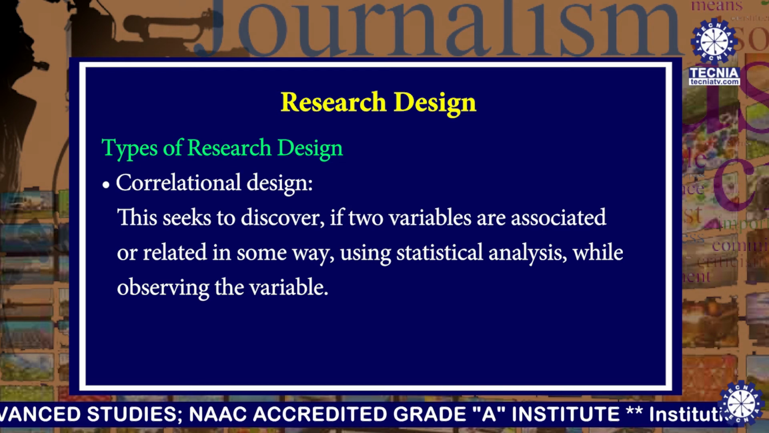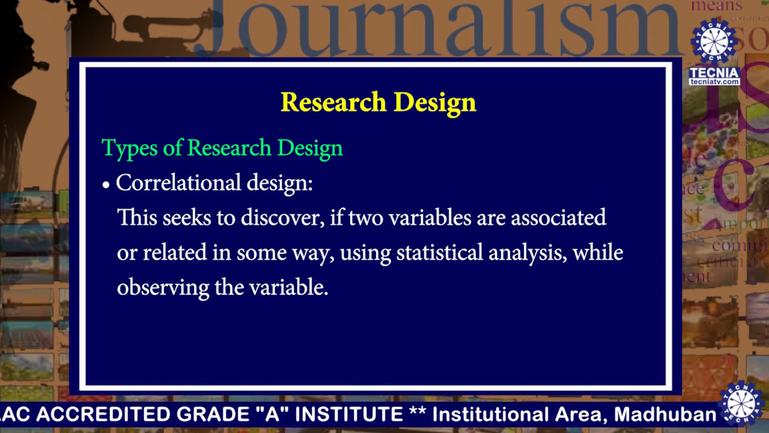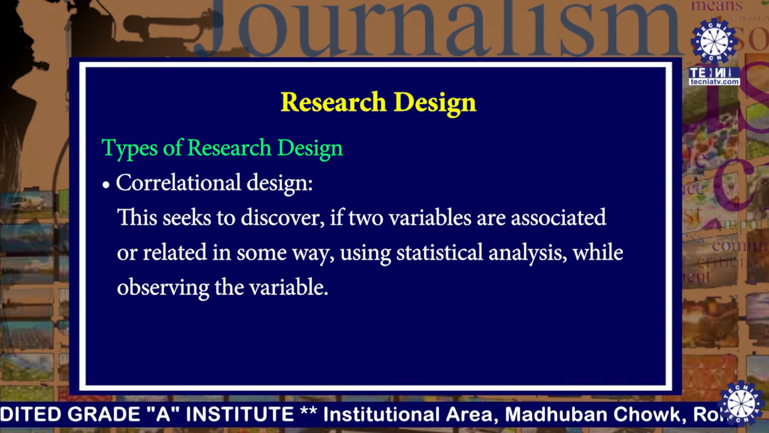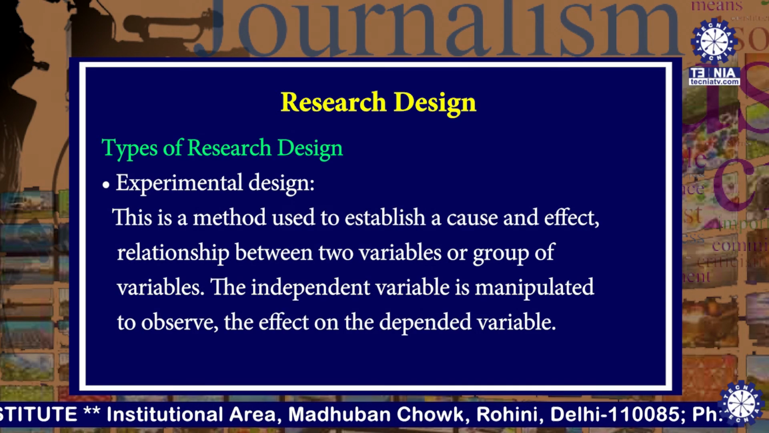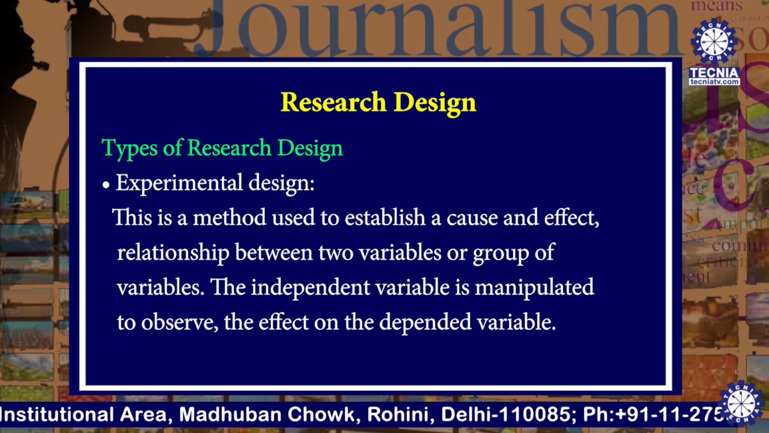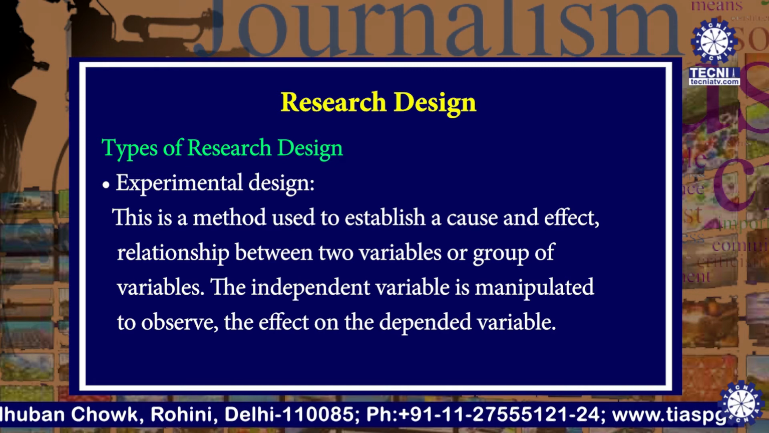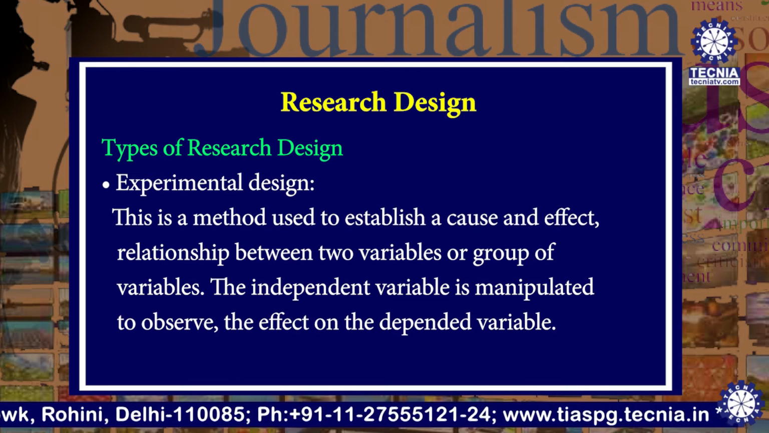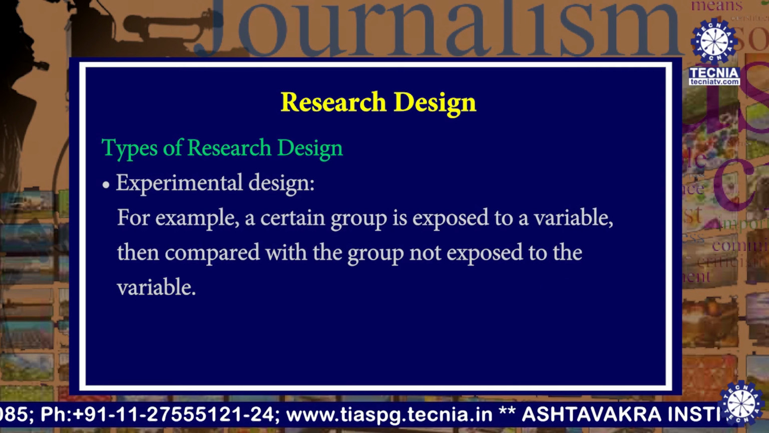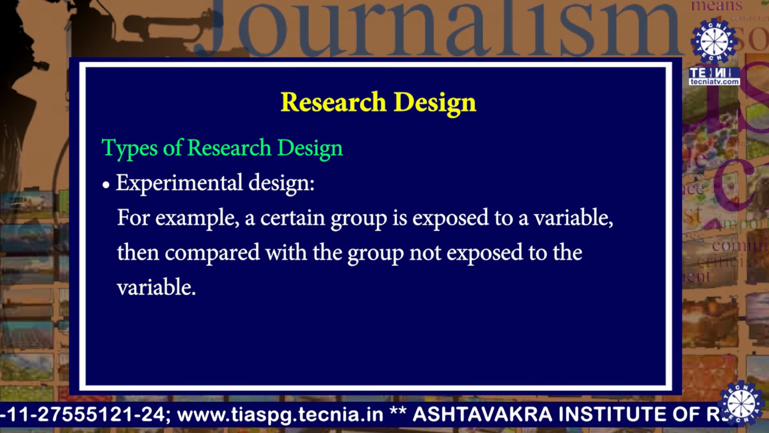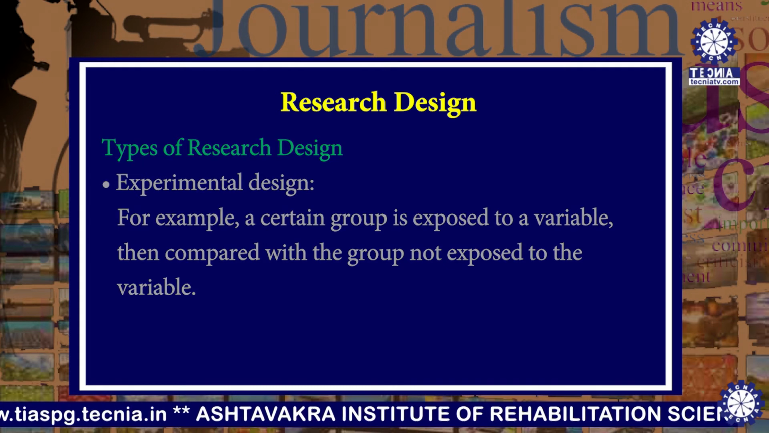Correlation design seeks to discover if 2 variables are associated or related in the same way, using statistical analysis while observing the variables. Next one is experimental design. This is a method used to establish a cause and effect relationship between 2 variables or groups of variables. The independent variable is manipulated to observe the effect on the dependent variable. For example, a certain group is exposed to a variable and then compared with the group not exposed to the variable.